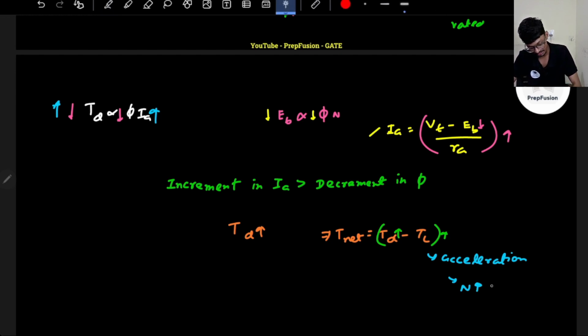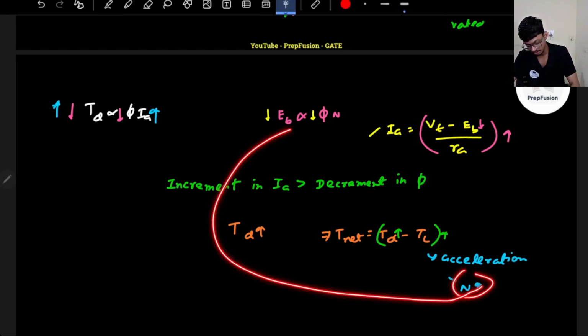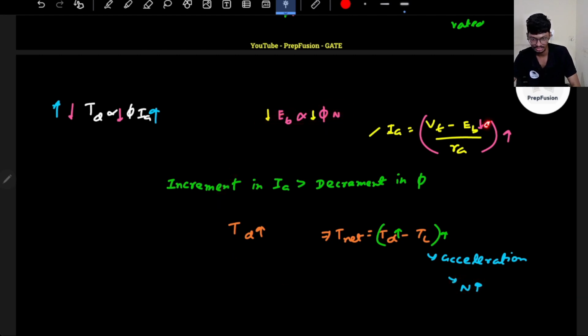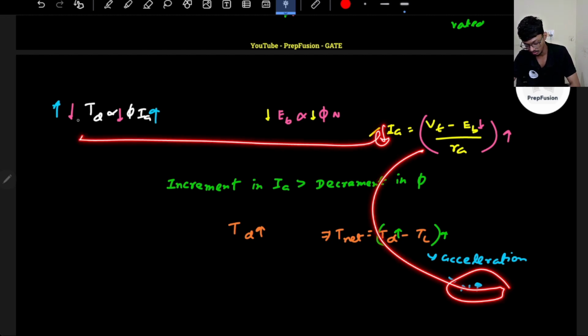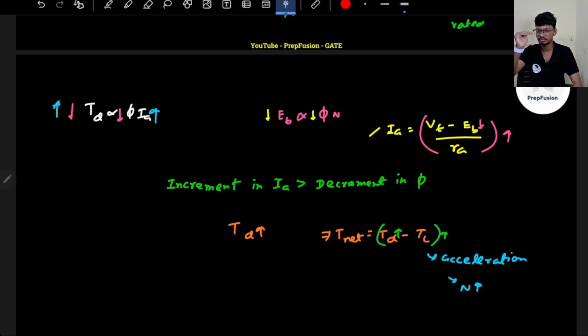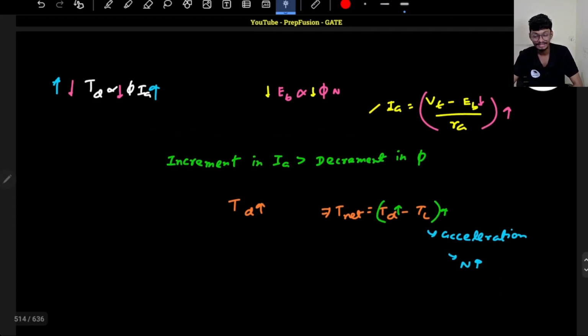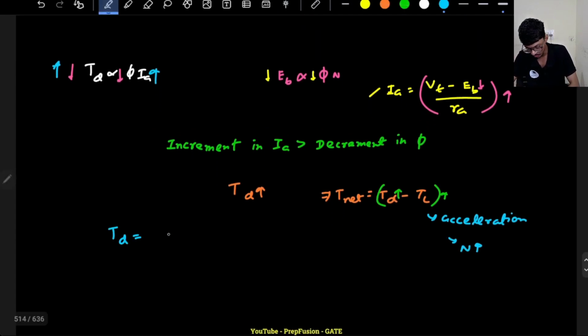Now if the speed increases, what happens? It's like a feedback. If the speed increases, the EB also tries to increase again. If EB increases, it will try to neutralize the armature current. So if EB increases, the armature current again will try to reduce. That is what happens. So initially, for a second, the torque increases. Then as torque increases, there is acceleration. If there is acceleration, speed increases. If speed increases, EB increases. If EB increases, IA goes down. If IA goes down, the torque goes down. So the acceleration is also reducing until it reaches a steady state value, that is TD equals TL.